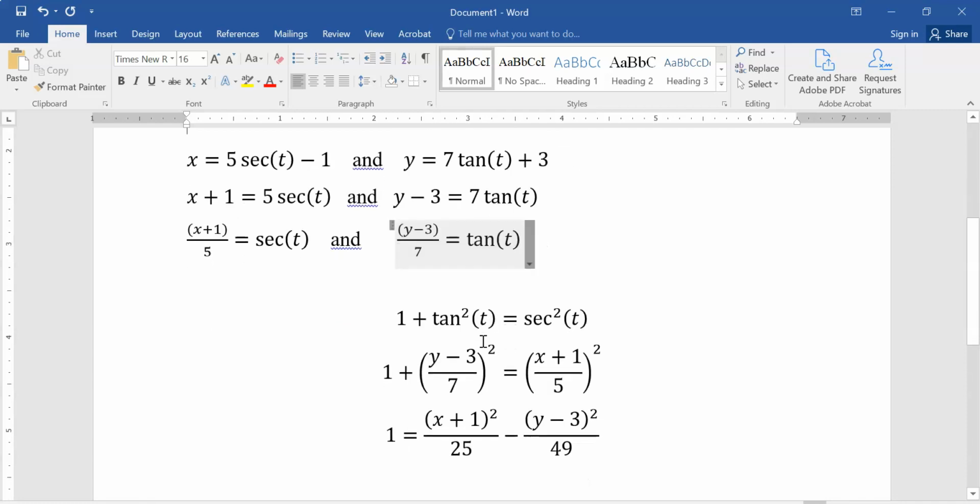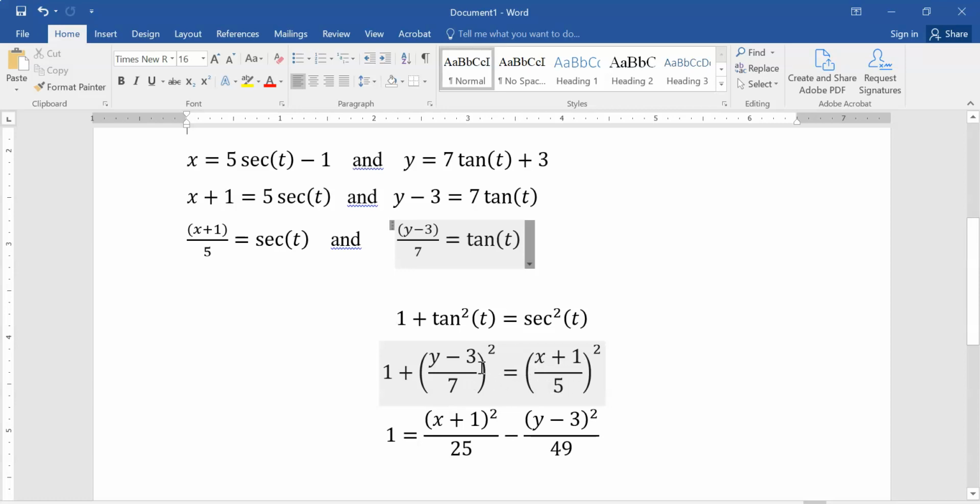Now we substitute into our equation, 1 plus tangent squared equals secant squared. Tangent now gets (y minus 3) over 7. Secant gets (x plus 1) over 5.